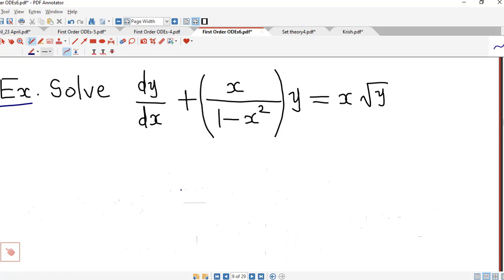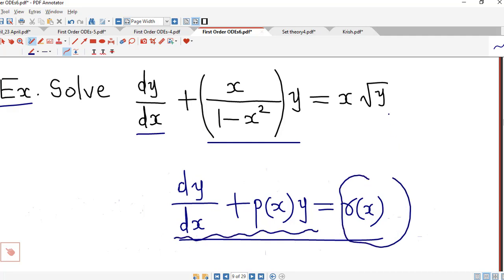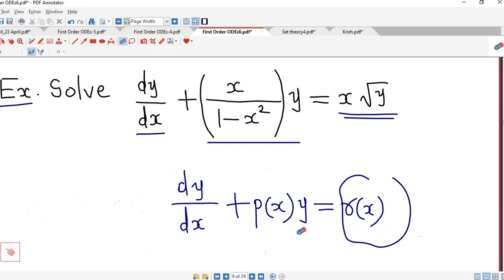Third type is linear differential equation. So if we recall, a first order differential equation which can be written in this form is called linear differential equation with y as dependent variable. In this equation, if you compare, left hand side is in this form, but on the right hand side we have a mixture of x and y. So right hand side is not a function of x only, so this is not a linear differential equation if we consider y as dependent variable.